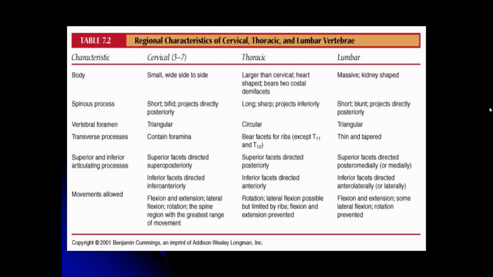So, this table shows the characteristics of cervical, thoracic, and lumbar. You can compare the body, you can compare the spinous process, the vertebral foramen, the transverse processes, the superior and inferior articulating processes, and then it also tells you what kind of movements you can get at each of these vertebrae.